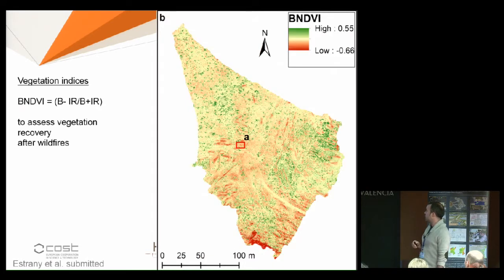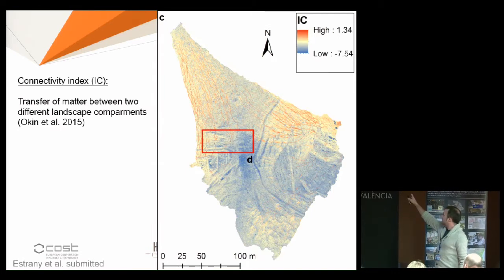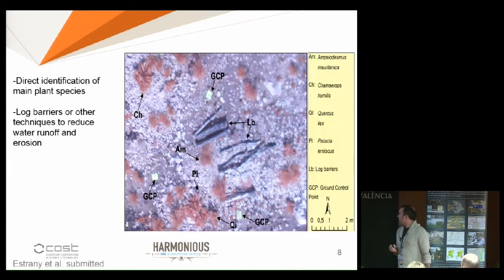Also with the same UAV and the same camera, we monitor how the vegetation is developing. We can calculate a vegetation index, where green means there is a plant and red means there is no plant. And for the connectivity index, red means higher potential energy in that part of the catchment, and if it's blue, the energy is reduced. The drones also give us a really important resolution.